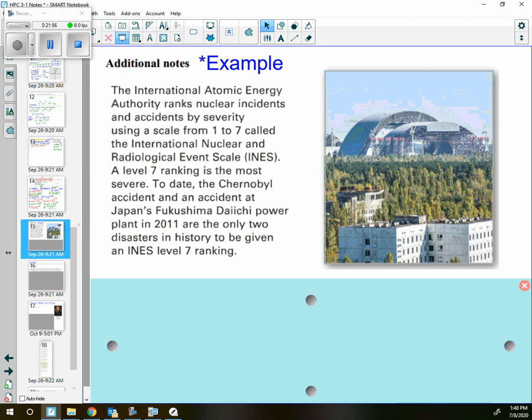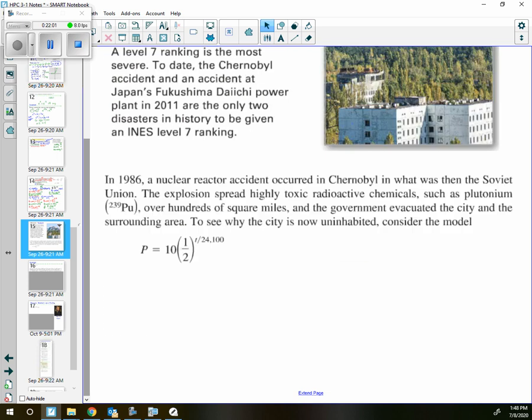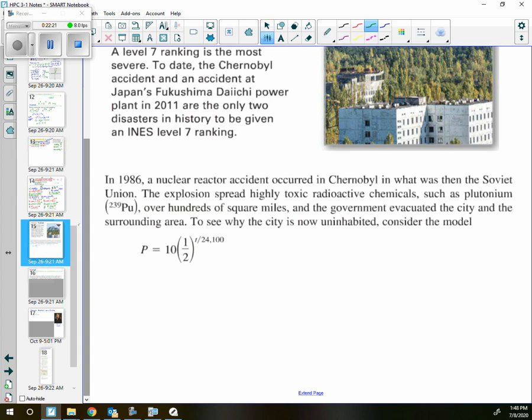So here's the situation. In 1986, this nuclear reactor incident in Chernobyl spread toxic radioactive chemicals, basically plutonium, all over hundreds of square miles, which is no longer able to be inhabited. They can't use that land. It's completely toxic, and they evacuated the city. It's a ghost town. It's super crazy. If you look at pictures of it now, there are trees and things growing back, but it's not safe to be inhabited because of the level of toxins in the air and in the water and in the soil. So this is why we're going to talk about using an exponential equation.